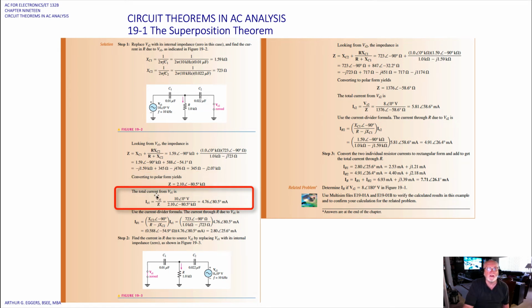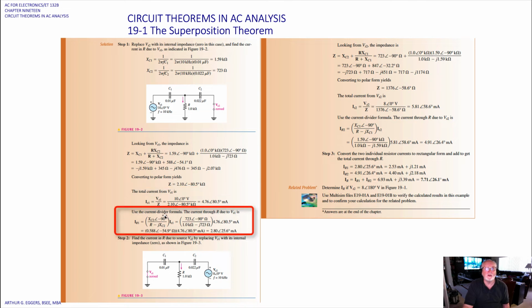The total current then from this voltage source 1 is V source 1 divided by the total impedance. So in this case we have polar form, so 2.10 into 10, and we change the sign of our angle. We get 4.76 at an angle of 80.5 milliamps. Use the current divider formula then. The current through the resistor due to source 1 is given by the current divider relationship.